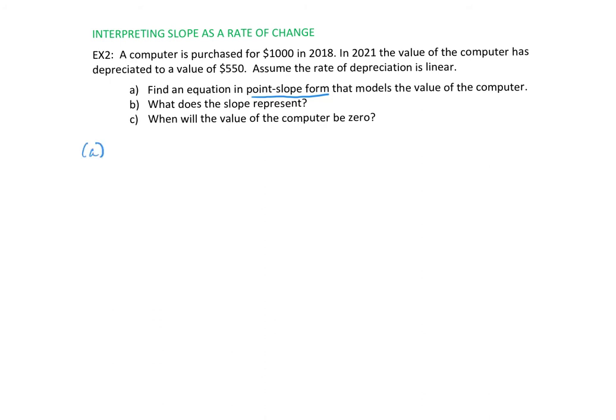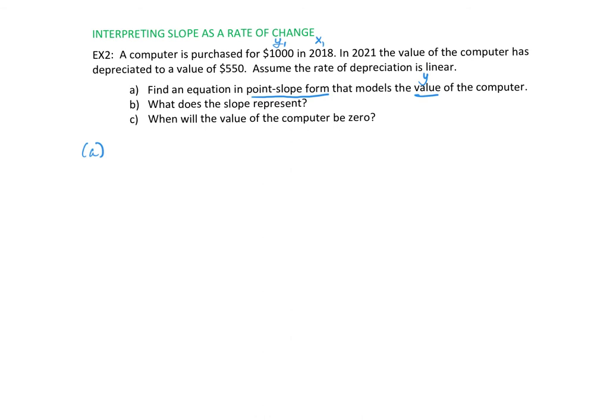So let's look at part A. Well, I need points and I need a slope, and we have to choose those. Well, the equation is supposed to model the value of the computer. The value of the computer is going to be our y value. So in the first dollar amount, that $1,000 in 2018, the $1,000 would be our first y value, which is our y sub 1. And the 2018, the time, is going to be our year. So this would be our x sub 1.